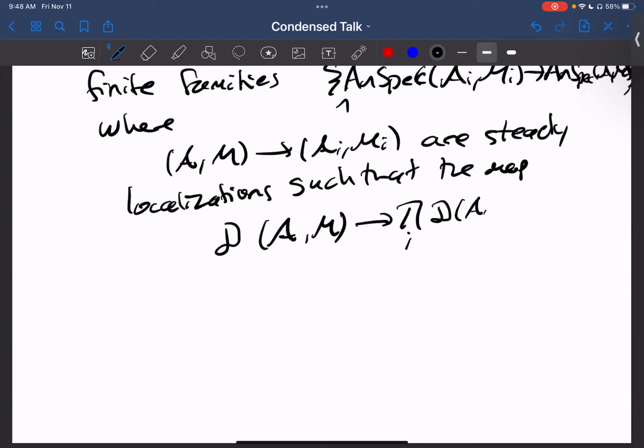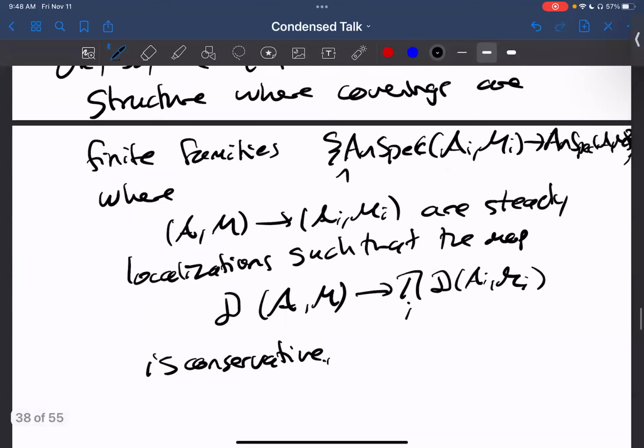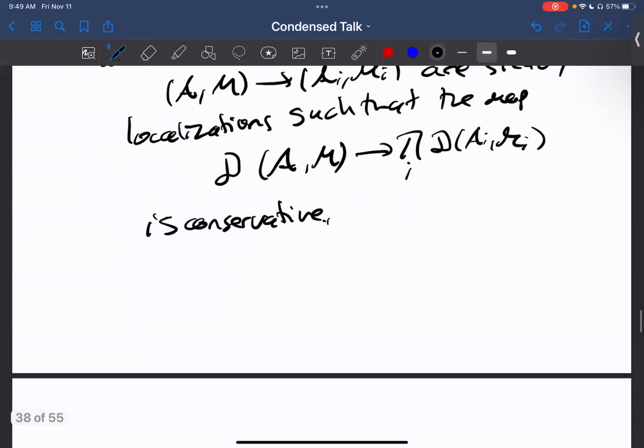So we want this to be conservative. So that means that if it takes something to 0, then it's 0. So it says that it does form a cover. You can think of this similar to the Zariski case, where there actually will be possibly a little bit more, but you can think of these as actual localizations of rings. And this condition here precisely says that it covers all of the different prime ideals in the spectrum, if you're thinking about the Zariski case.